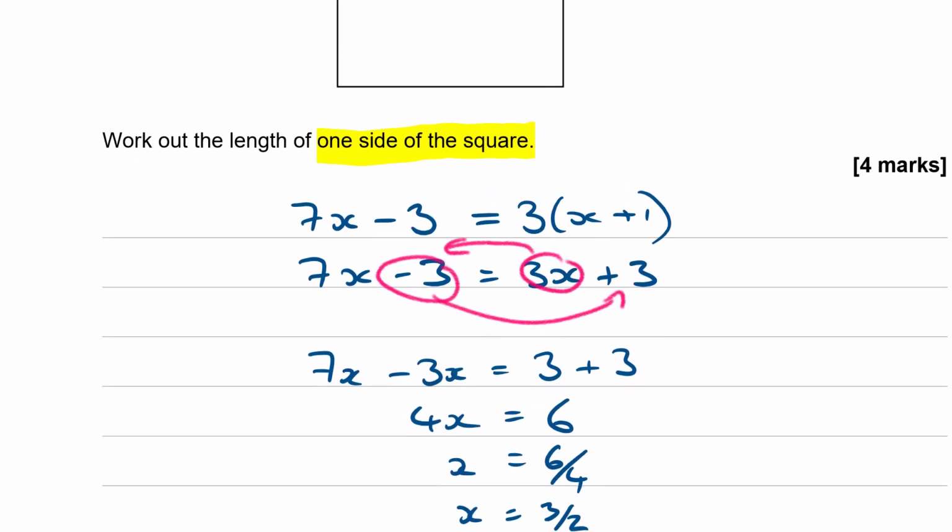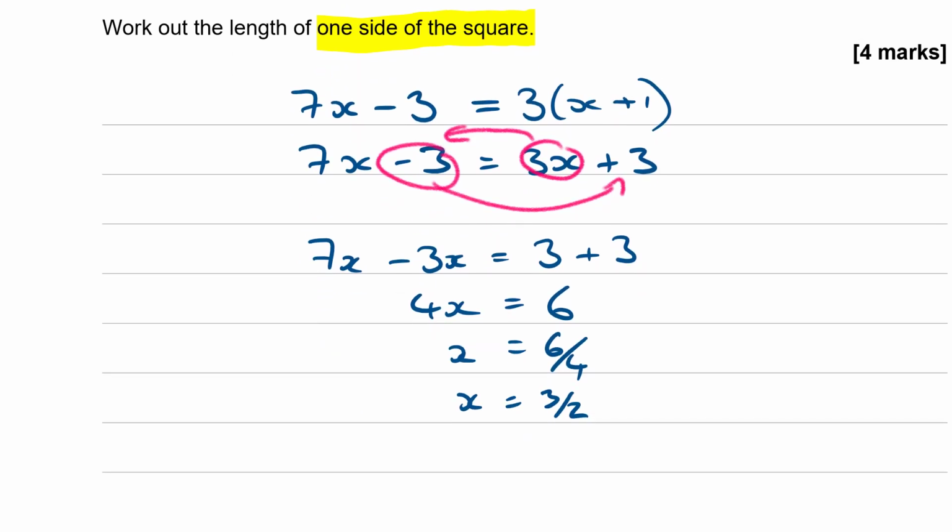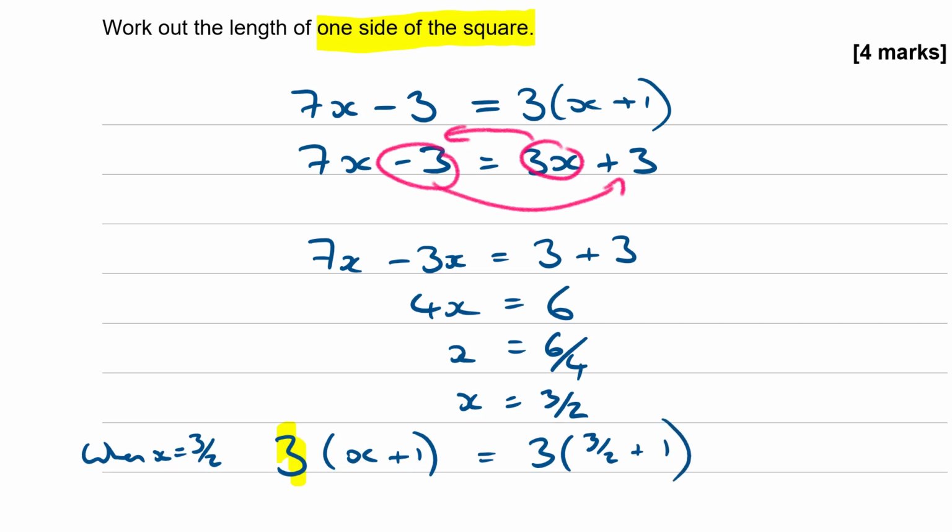We could use either one of those, so I'm going to use the 3 lots of x plus 1 because it looks slightly easier. So when x equals 3 over 2, then 3 lots of x plus 1 is 3 lots of 3 over 2 plus 1. So 3 over 2 plus 1 is 5 over 2 times 3 is 15 over 2, which is 7.5.